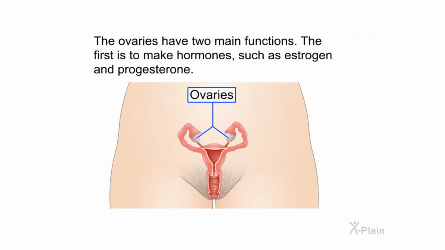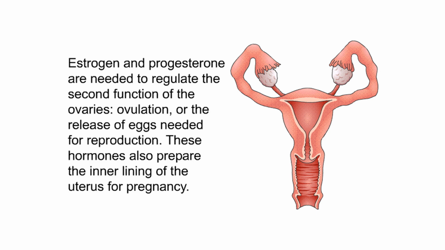The ovaries have two main functions. The first is to make hormones such as estrogen and progesterone. Estrogen and progesterone are needed to regulate the second function of the ovaries, ovulation, or the release of eggs needed for reproduction. These hormones also prepare the inner lining of the uterus for pregnancy.